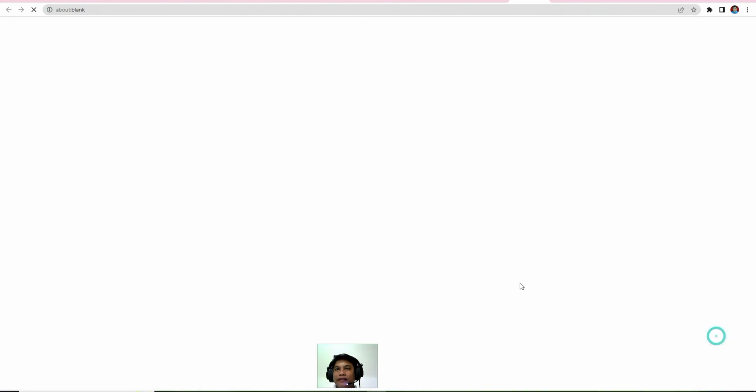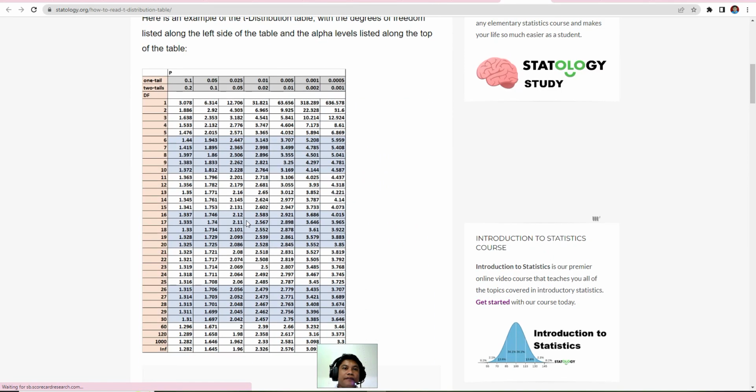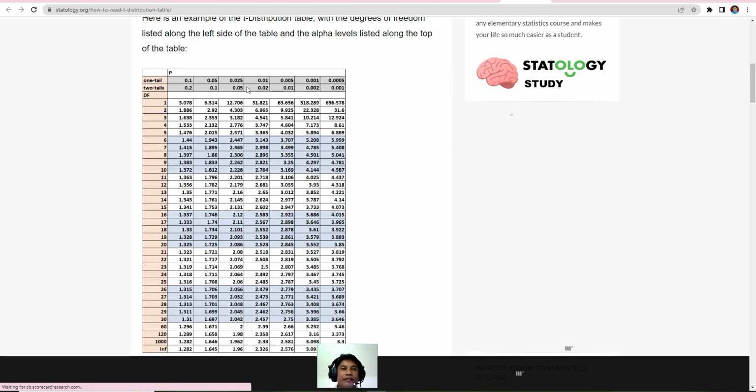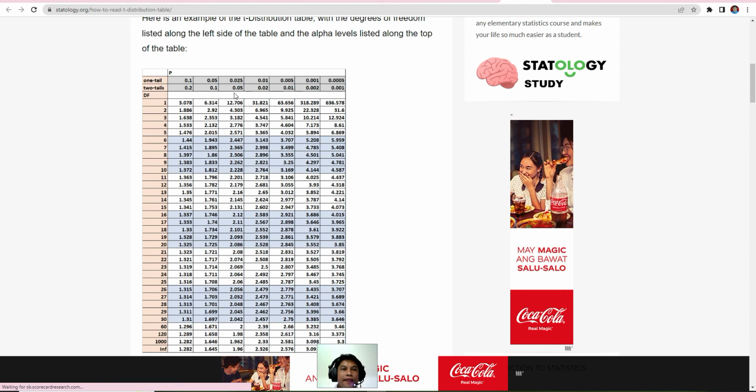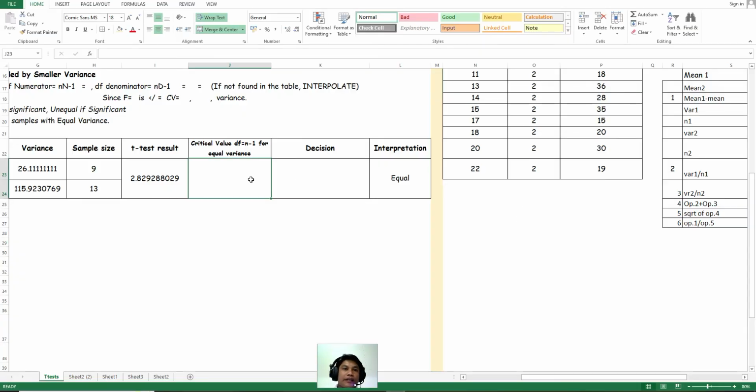So we'll visit the internet, from statology.org. We'll say two-tailed, so we'll go to 0.05. And then our degrees of freedom, the smaller n is 9 minus 1, so 8. We'll go to 8. It's 2.306 under 0.05 two-tailed. So the critical value is 2.306. So compare now. As you notice, our t-test result is greater than the critical value at alpha level 0.05.